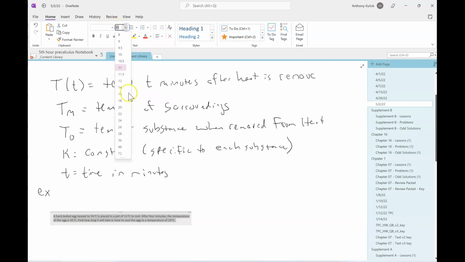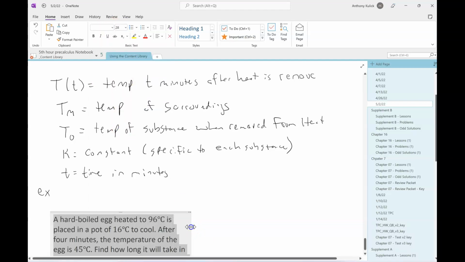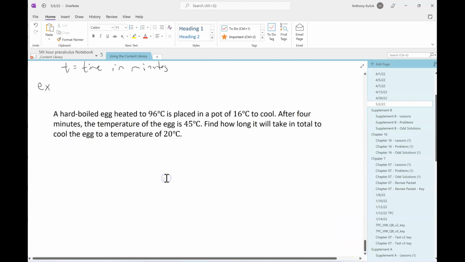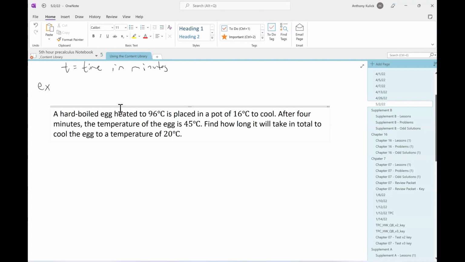Oops, that's not what I want. All right. A hard-boiled egg is heated to 96 degrees Celsius and then placed in a pot of 16 degrees Celsius water to cool. After 4 minutes, the temperature of the egg is 45 degrees Celsius. Find how long it will take in total to cool the egg to 20 degrees Celsius. That's about room temperature.